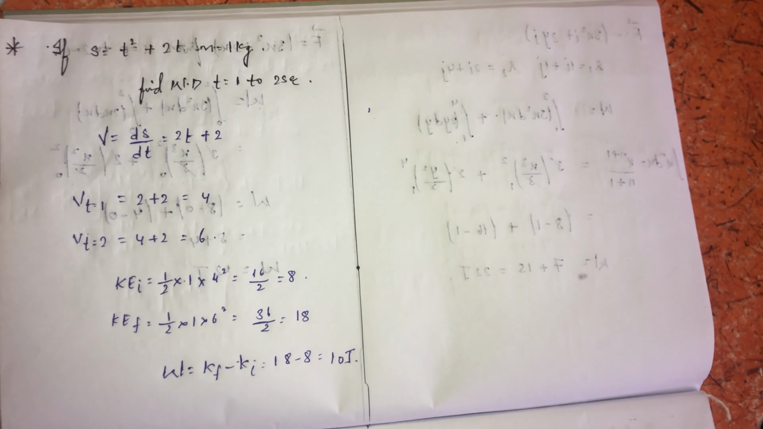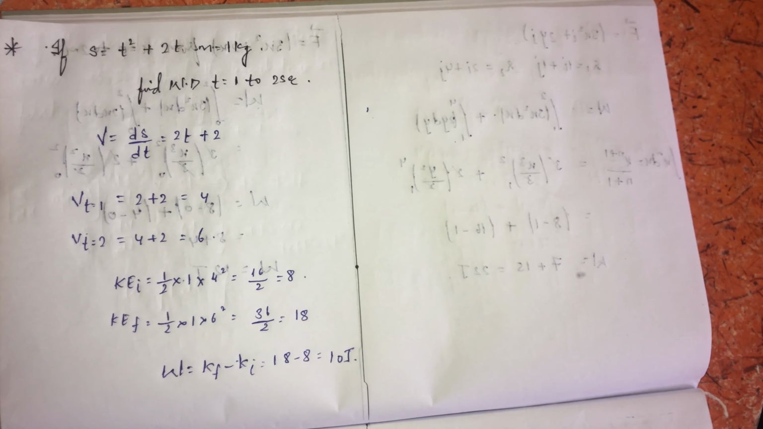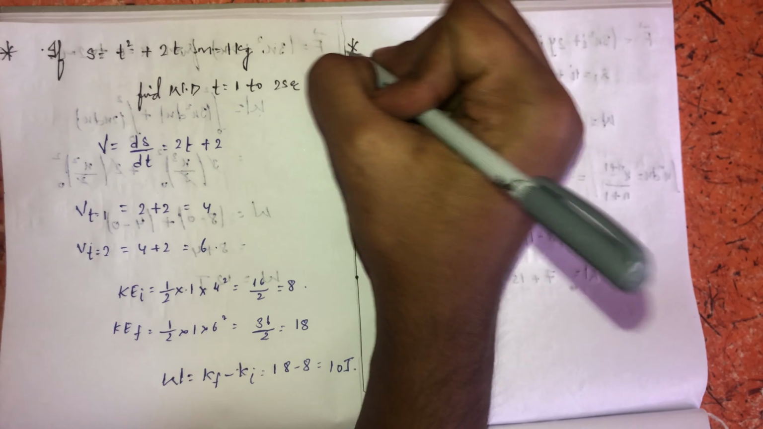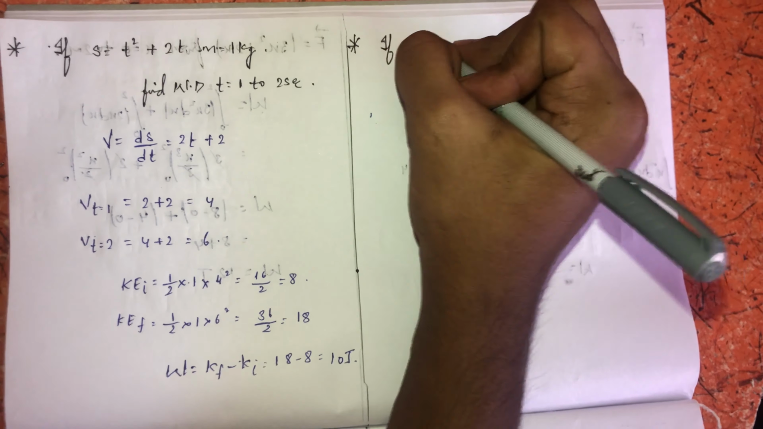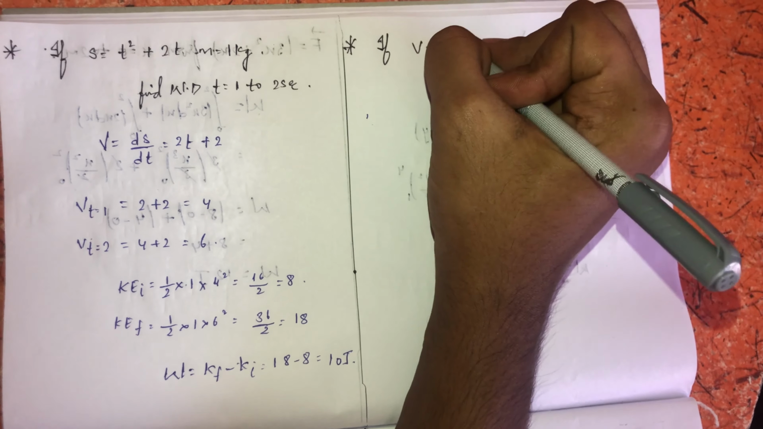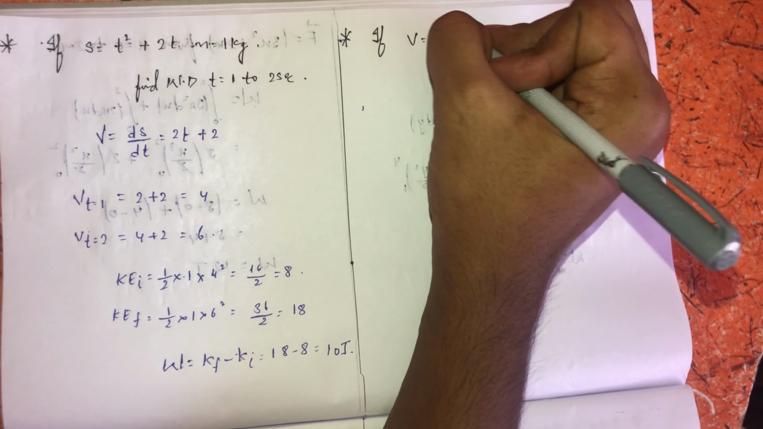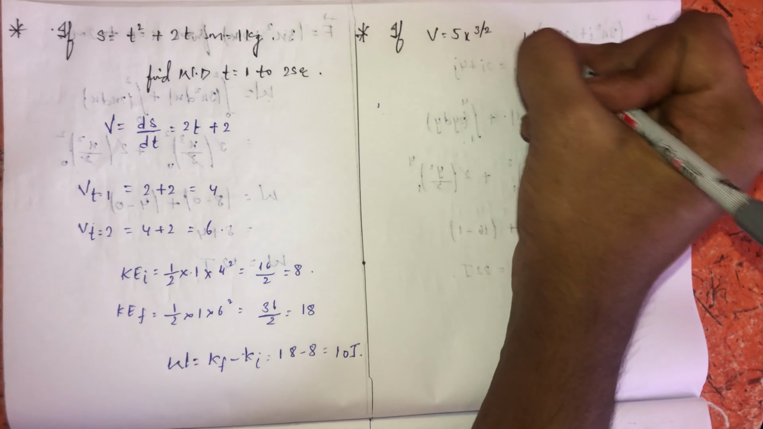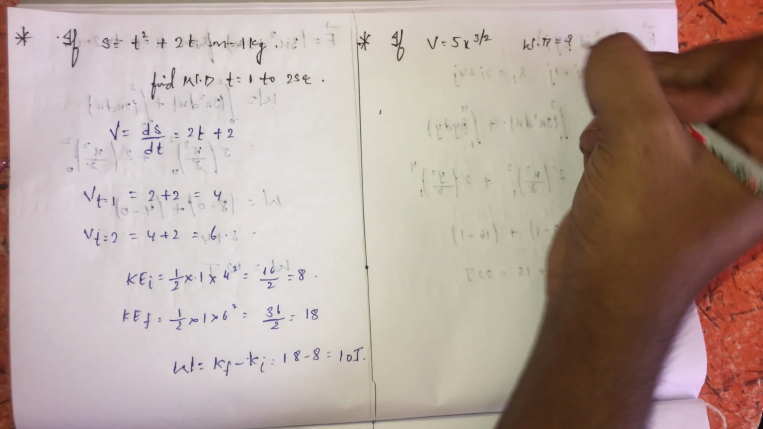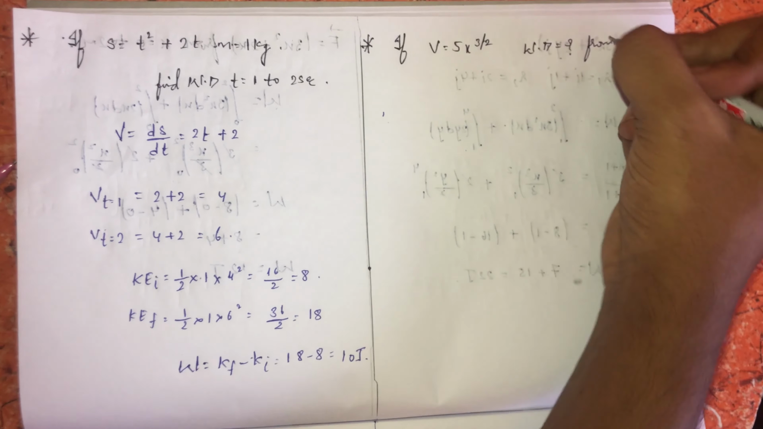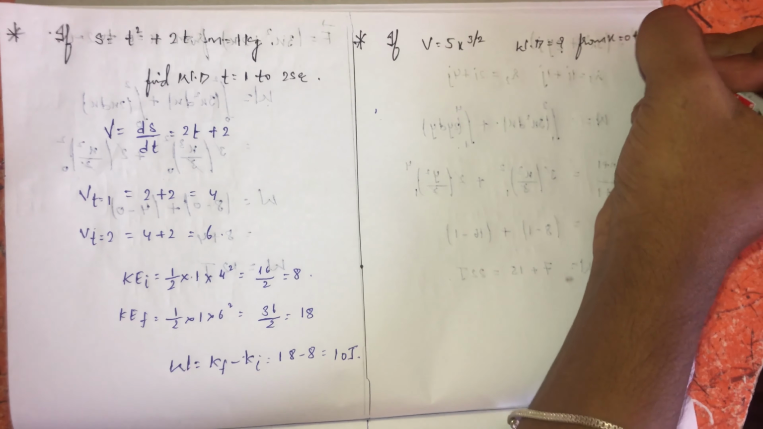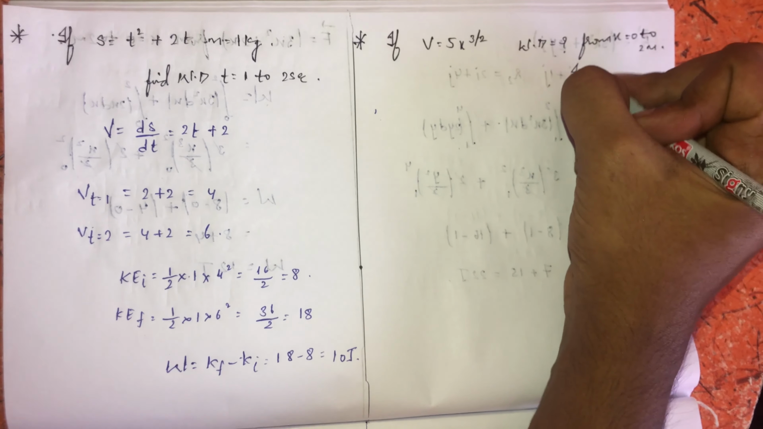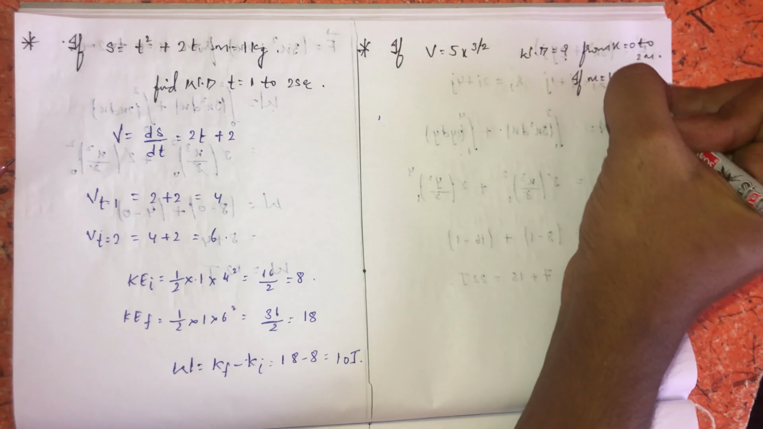Now let's say another problem. If velocity is given as 5x to the power of 3 by 2, then find the work done from x equal to 0 to 2 meters, if mass is equal to 1 kg.